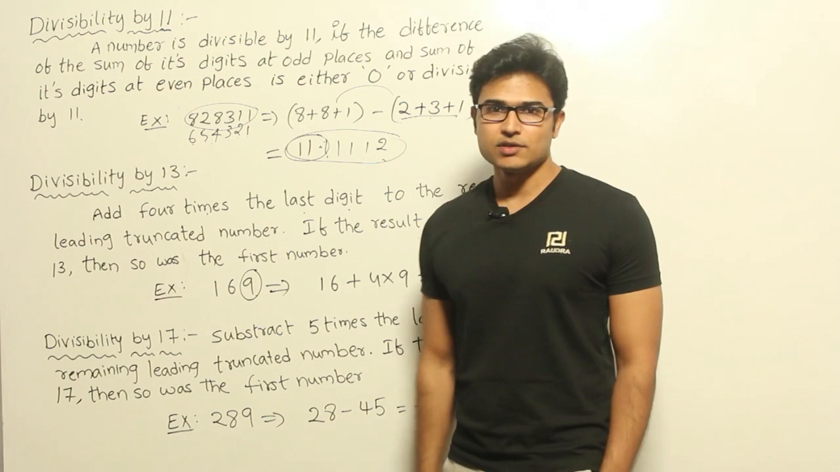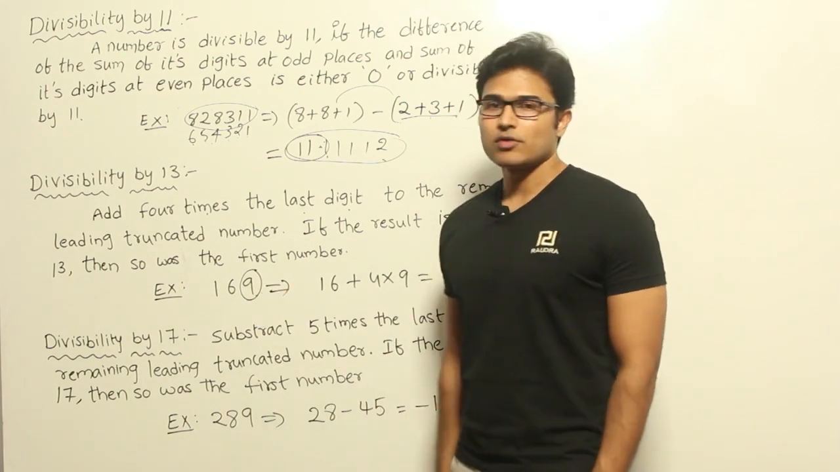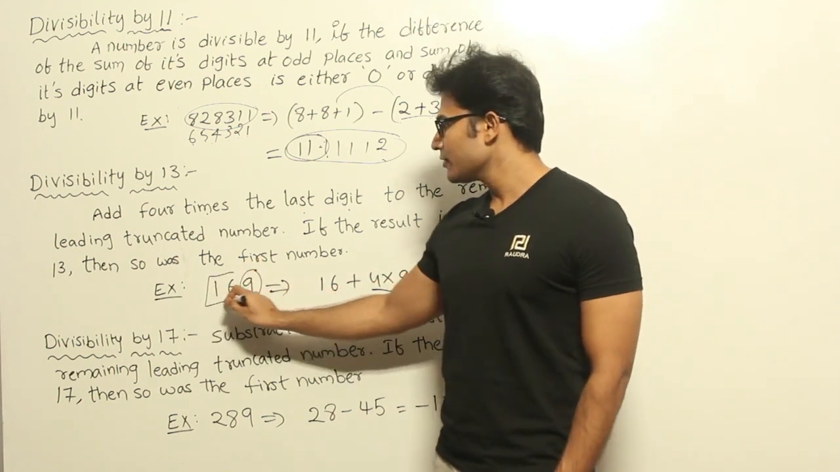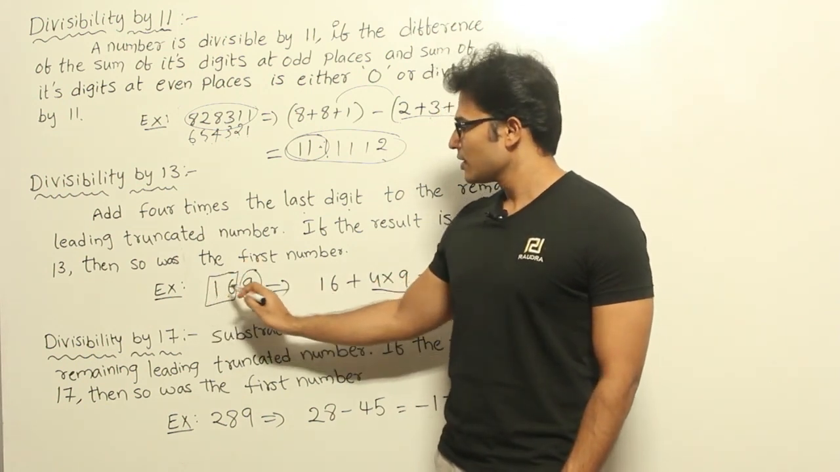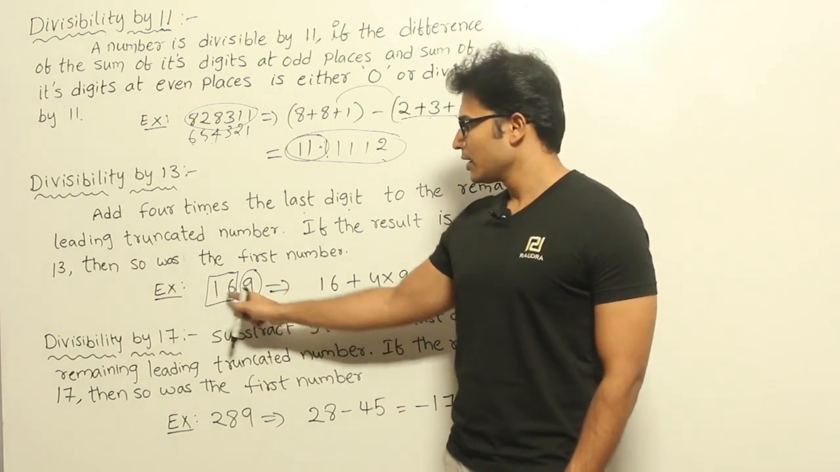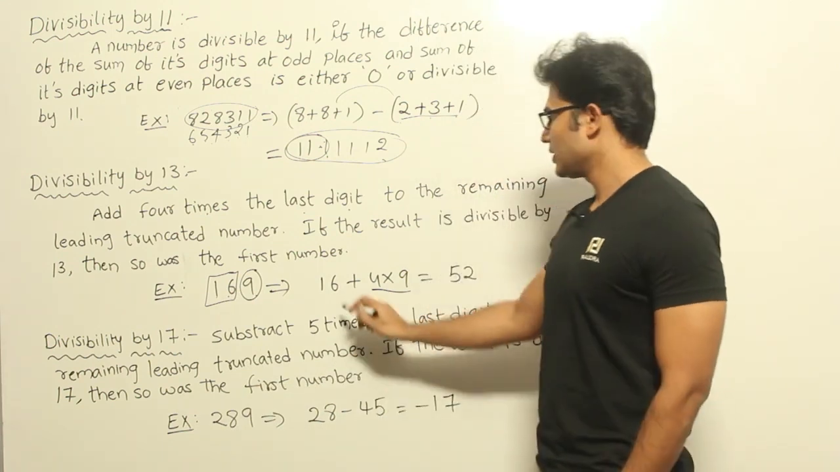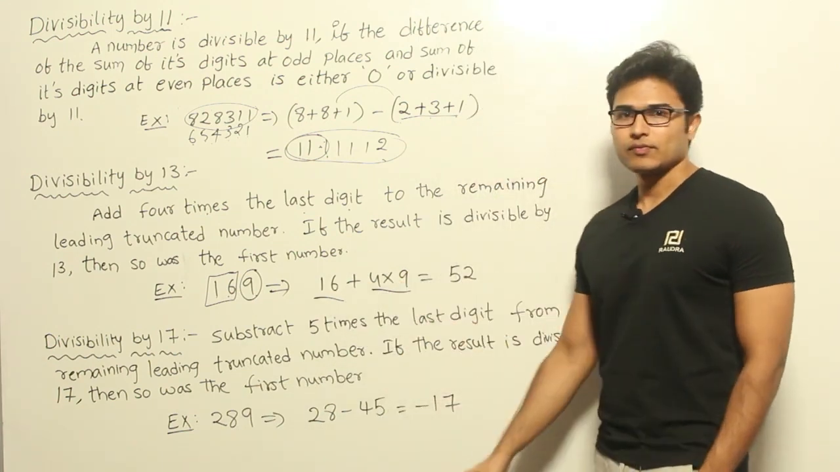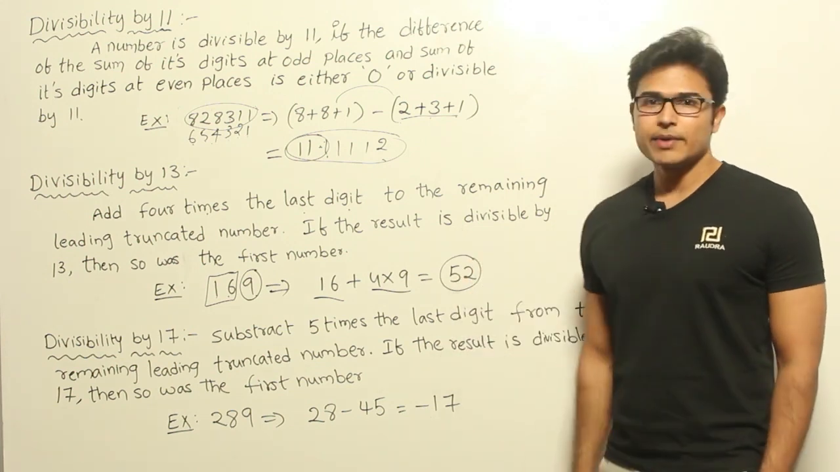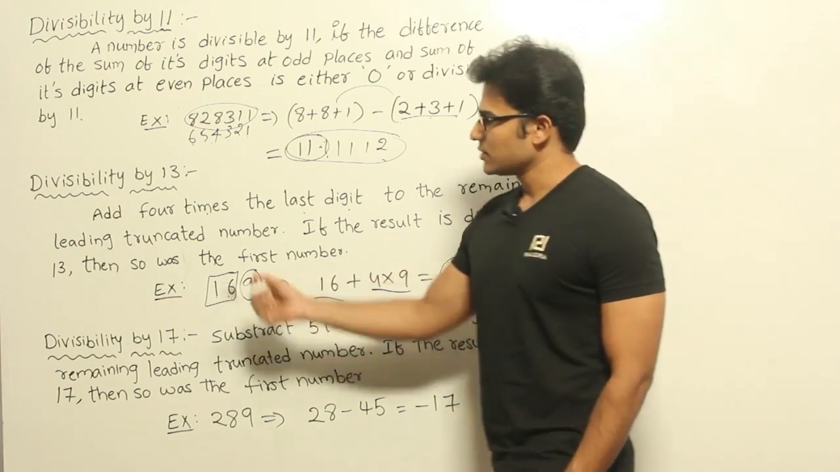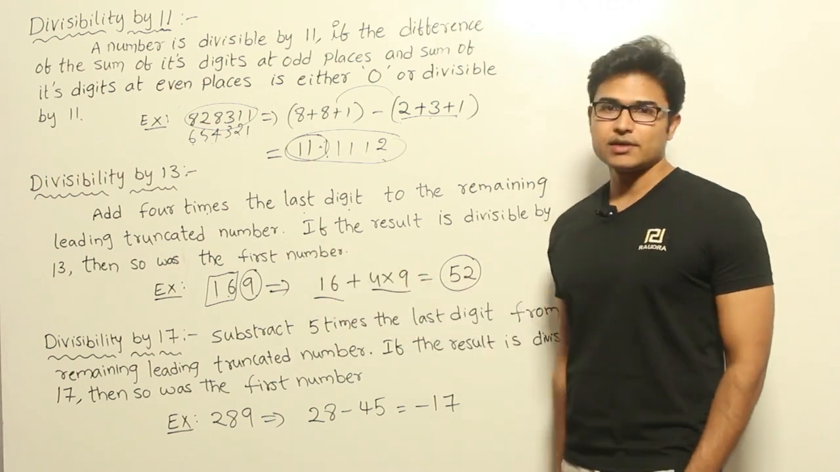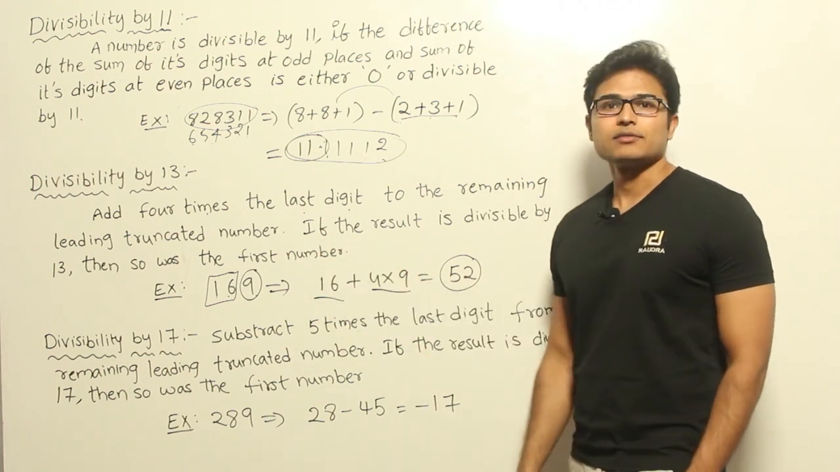Last digit means this units place digit, and you multiply it with 4, right? And to this you add the remaining leading truncated number. Leading truncated number means whatever is remaining after deleting this. After deleting the units place number, the remaining number is 16, right? Take this and you add these two. Now what did we get? 52, right? Now if this number is divisible by 13, we can say that this number is divisible by 13, right? Since 52 is divisible by 13, you can directly say that the given number is divisible by 13, right?